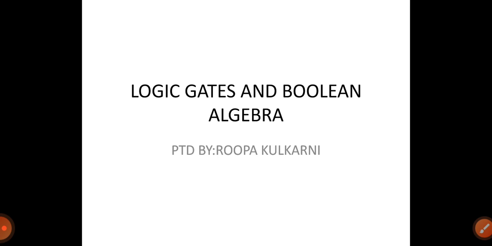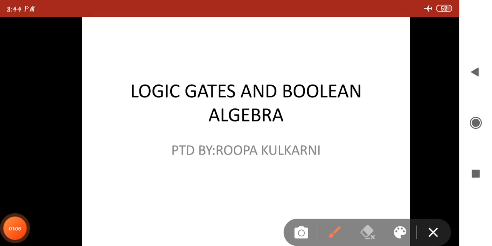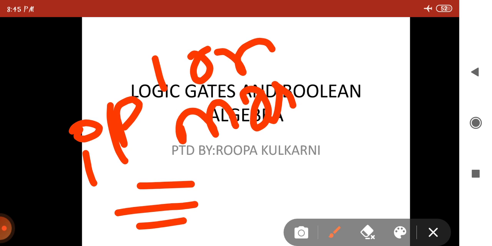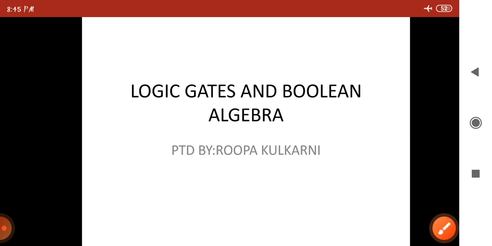That means we are giving many inputs. If we are giving one or more inputs, the output will be only one. That is called a logical gate. Why are we using the word logical? Because of the logic.